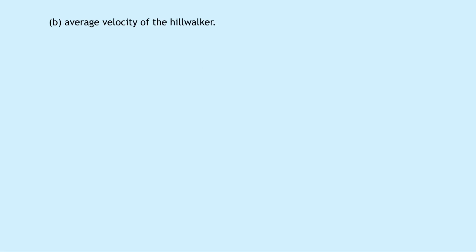Part B says to find the average velocity of the hill walker rather than the average speed, which is what we just did in part A. So we're going to need to use displacement in this question rather than distance. So writing down what we know from the question, we're trying to find the average velocity. Remember, we use v for both speed and velocity, a bit confusing.